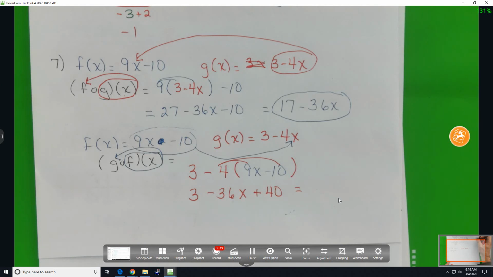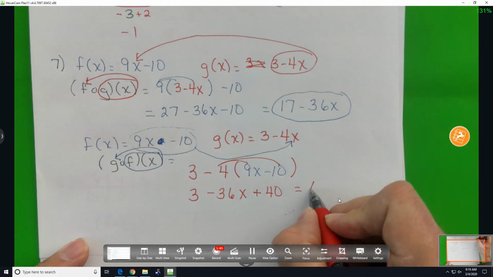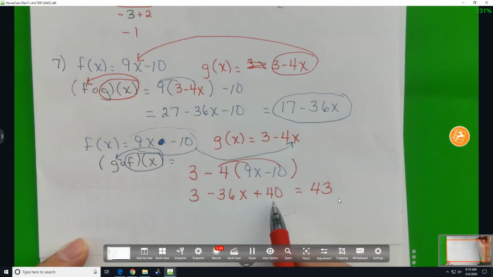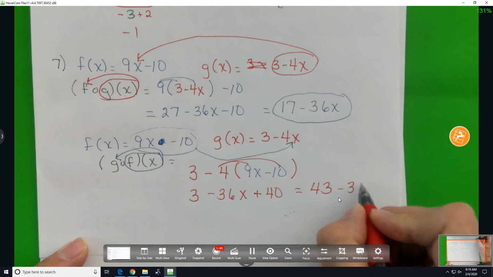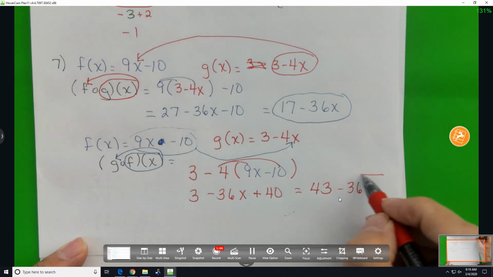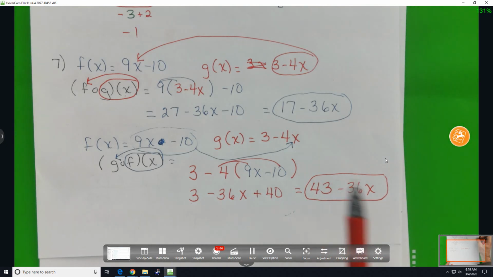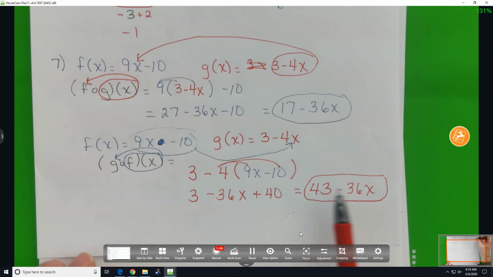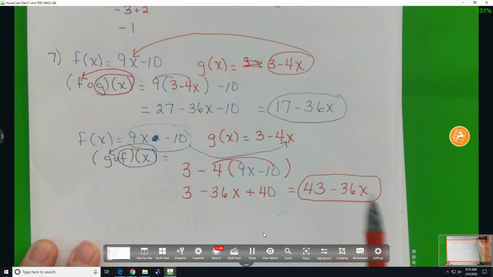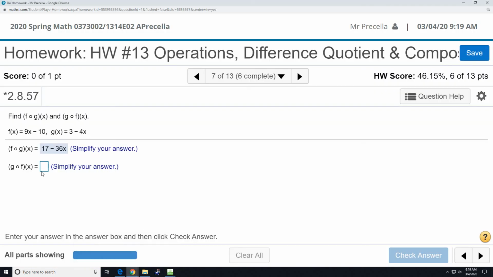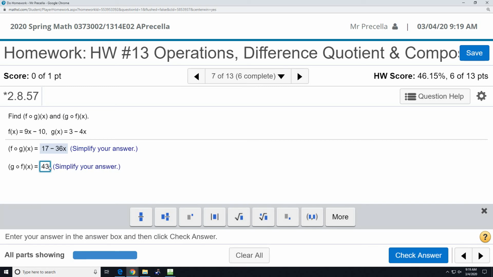So what are we going to get? I think I'm going to write 43, the 3 plus 40, and then a minus 36x. And I'm writing it like that, even though negative 36x plus 43 is actually the preferred way. I just want to make sure you don't decide to subtract 43 minus 36. Do not get a 7 there. 43 minus 36x.